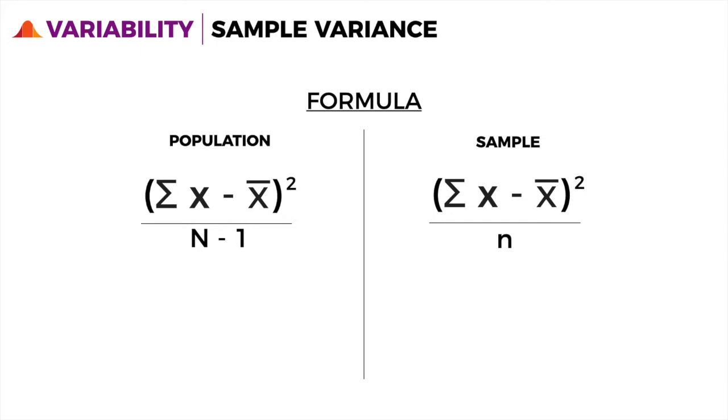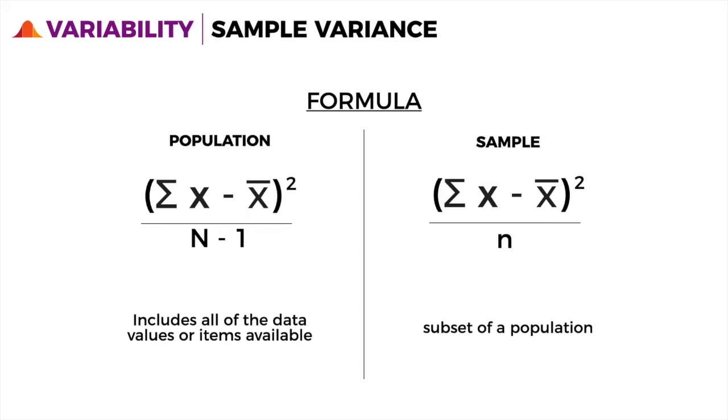If you're not familiar with population versus sample yet, population means including all of the data values or items available, while a sample is only a subset of the population. For example, if in a country there are 100,000 people, that is the population. But when you want respondents of only 500 people, then that's only a sample size. That is a subset of the population of 100,000.